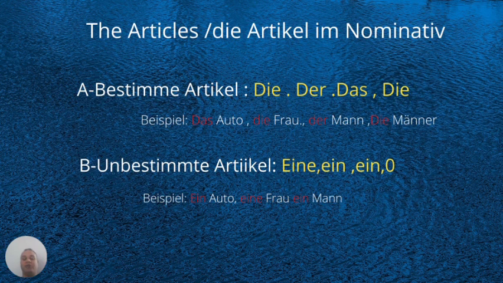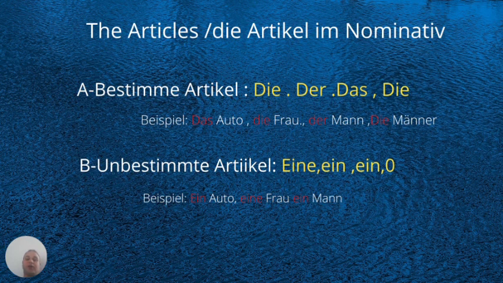So generally speaking, we have two kinds of German articles that can be used within the German sentence. The first one is bestimmte Artikel, the defined articles. If the noun is defined, we have, generally speaking, four kinds of articles. We have der, die, das, and die. If the word is a defined noun, we use these articles.